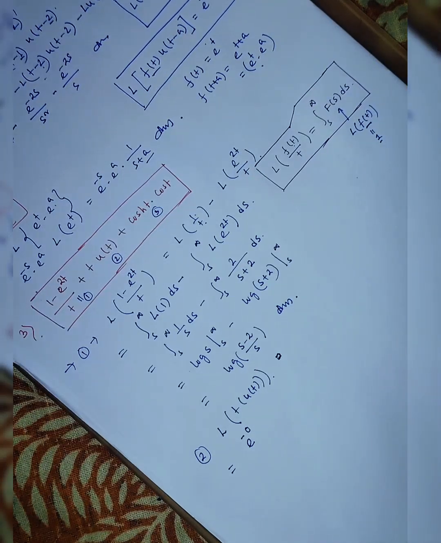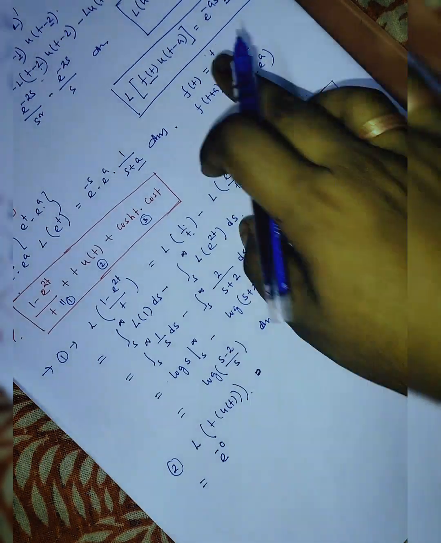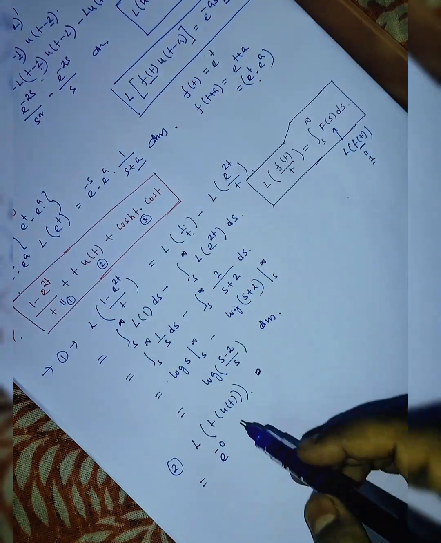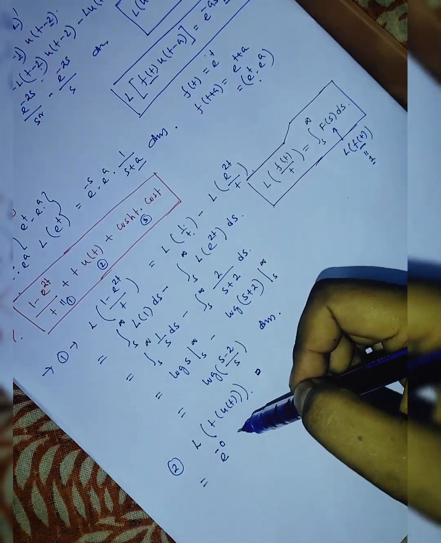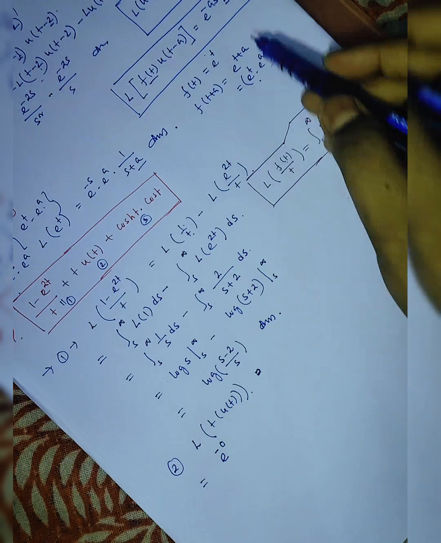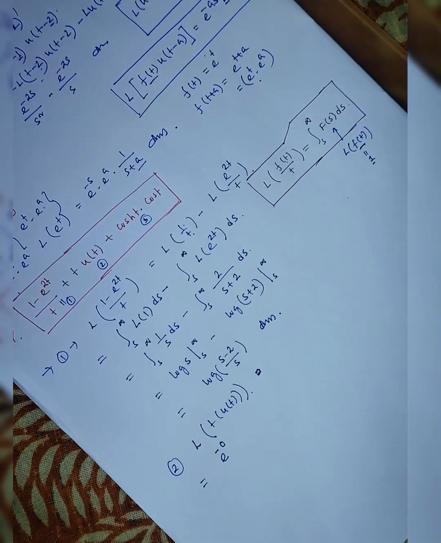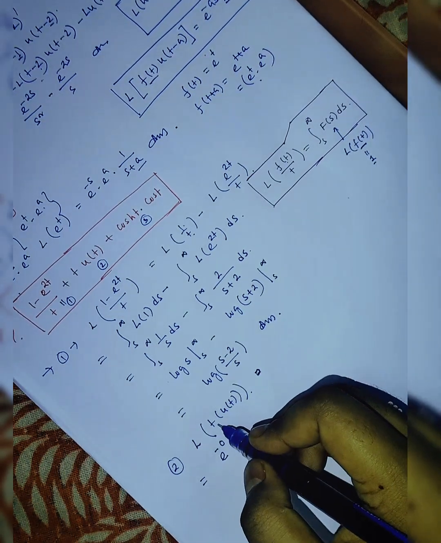L of e to the power t plus a. I think I am doing something wrong. Don't use this formula. Because if you use f of t equal to t, and if you use t minus 0, then I think this will be easy. But you can also write t minus 0.